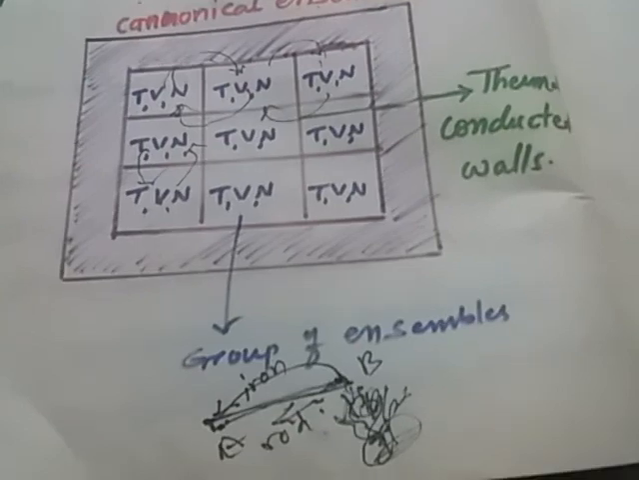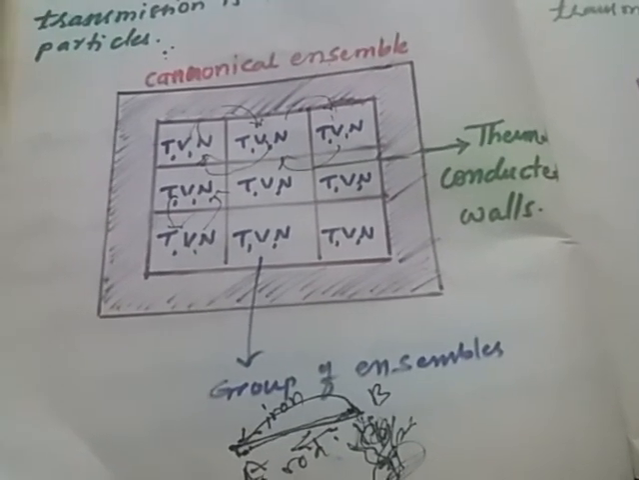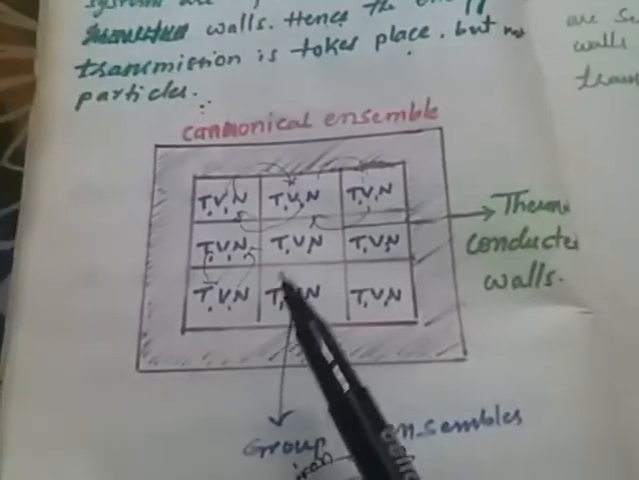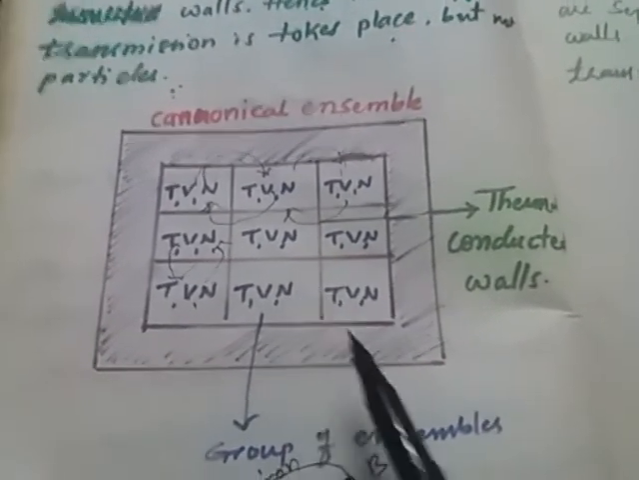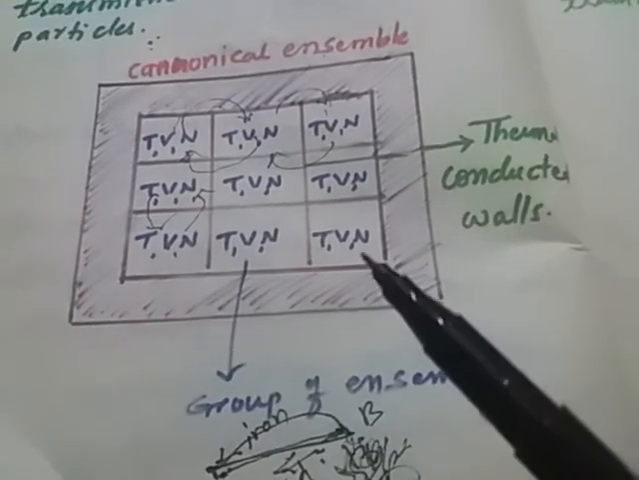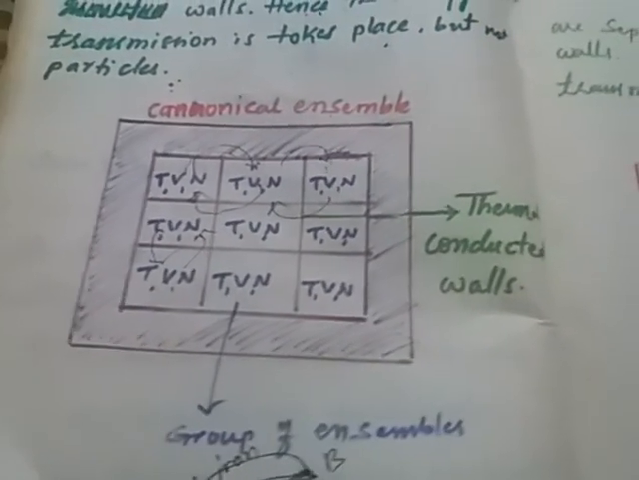So this is the main process of the ensemble that takes place. In which ensemble does this process take place? In the canonical ensemble. Without motion of the particles, the heat is transmitted from one system to another system. This is called heat conduction.